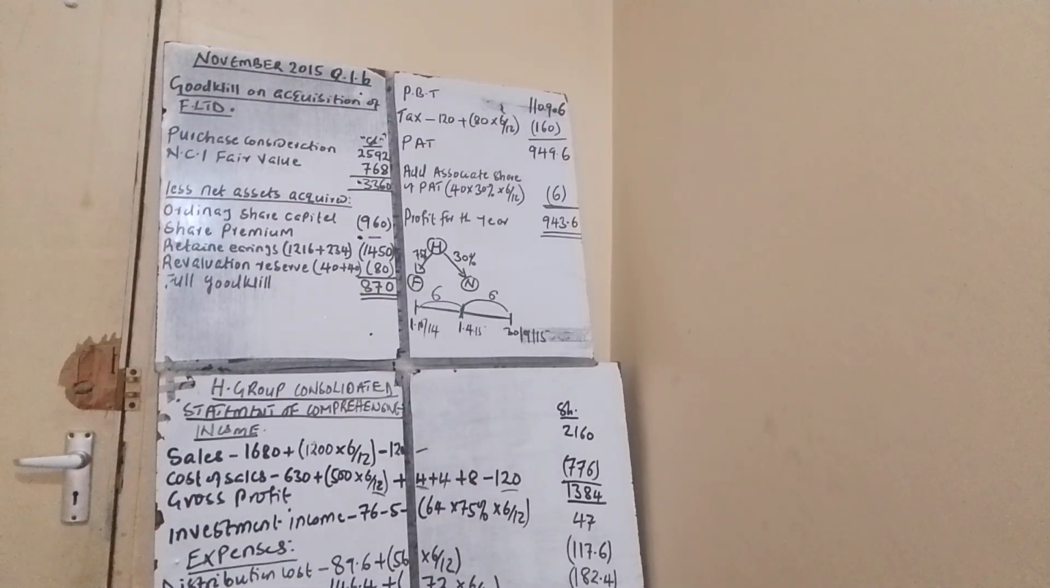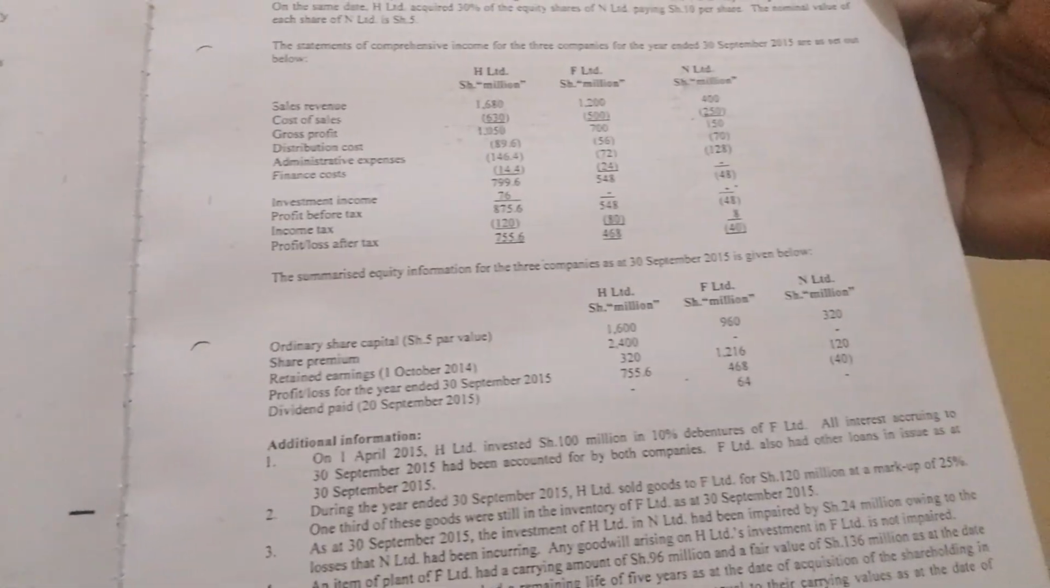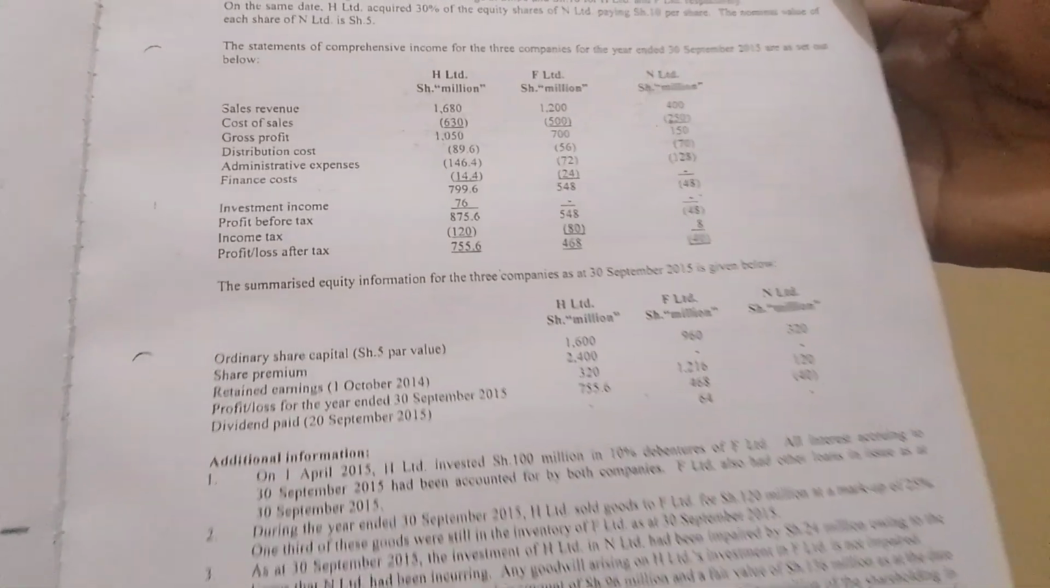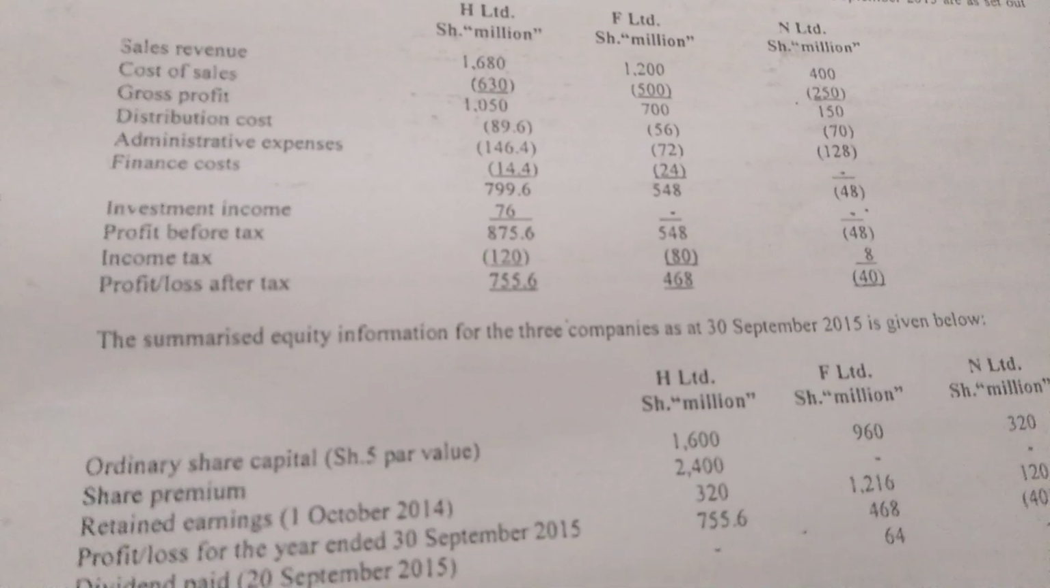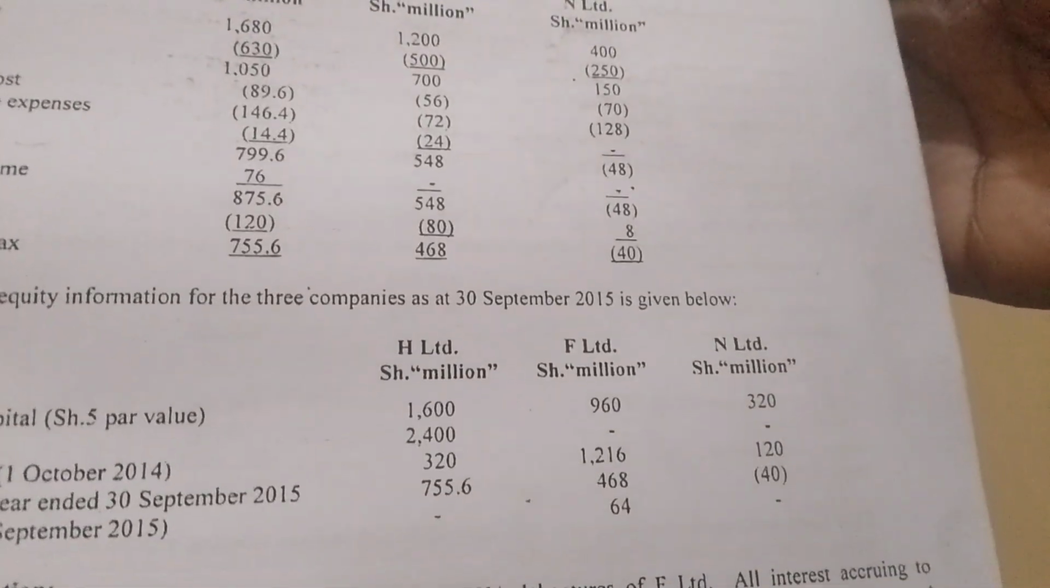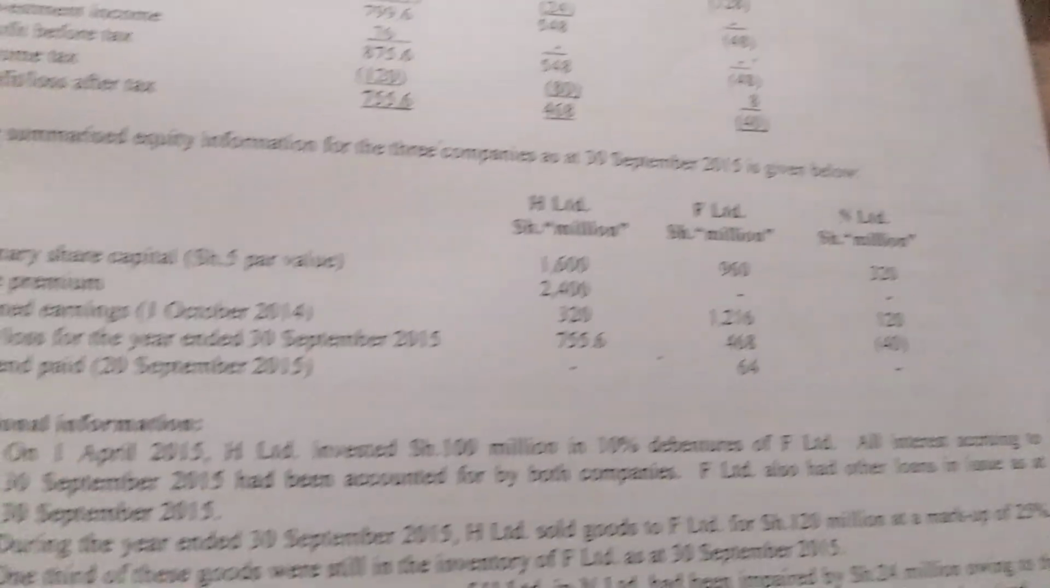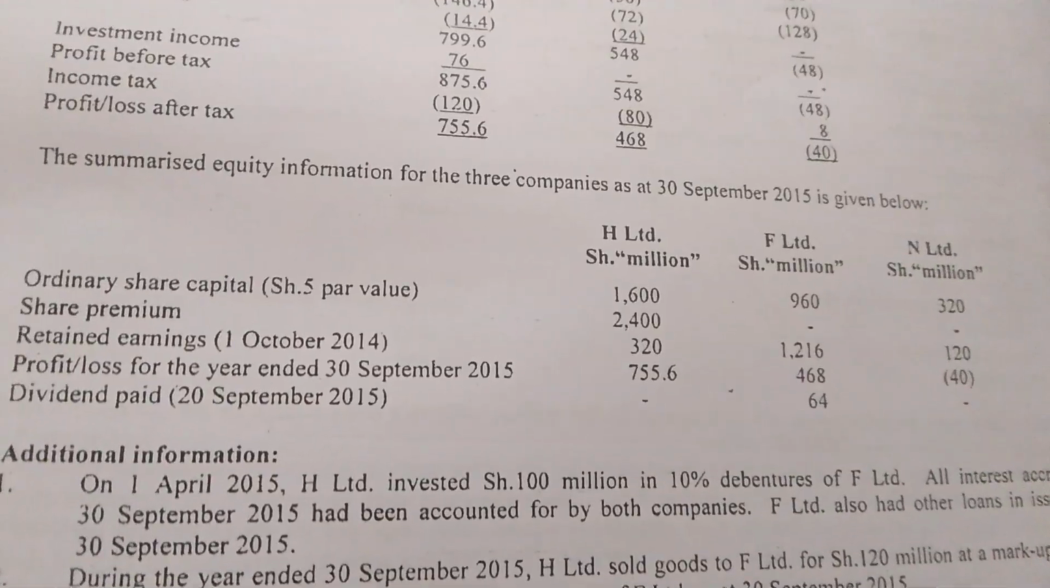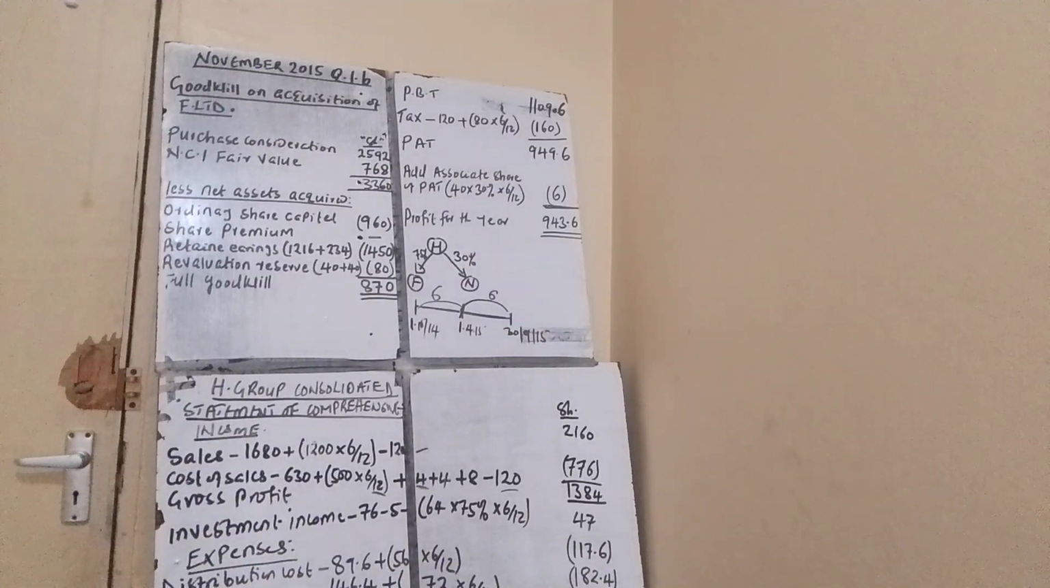Okay, what I've not shown you is tax expense, where the tax expense is the income tax. Income tax is 120 for the parent plus 8 times 6 over 12. Okay, so if you less that, you get the profit after tax.